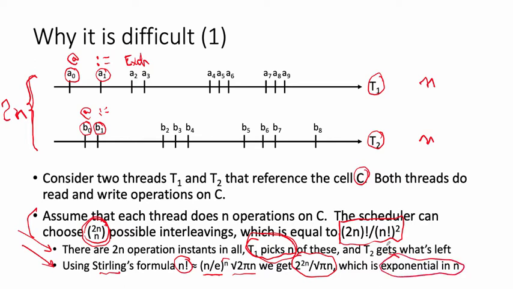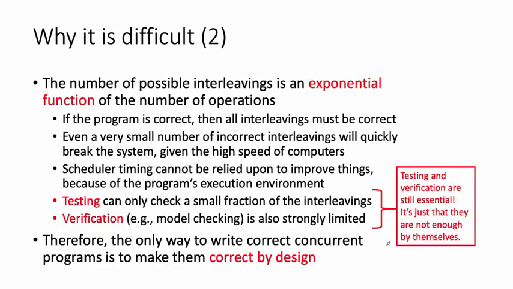Okay. As n gets higher, the number of possible interleavings is extremely large. Now that's a problem. The number of possible interleavings of the shared state is an exponential function of the number of operations. Why is it a problem? Because all interleavings must be correct. If you want your program to be correct, every single one of those has to be correct.